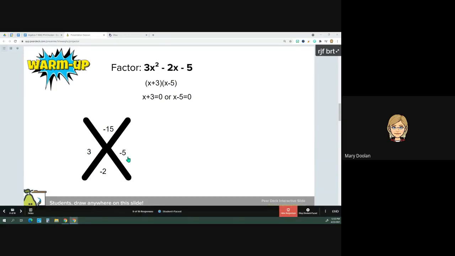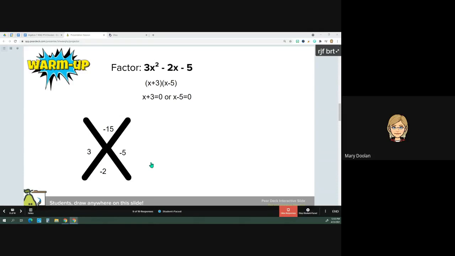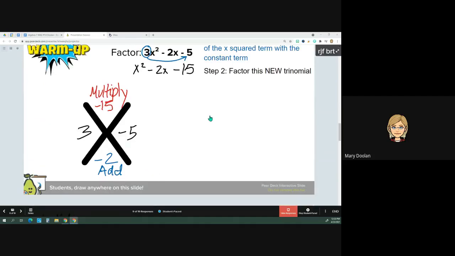3 and -5, does that work? 3 times -5 is -15. 3 plus -5 is -2. So that is the correct pair of numbers that complete our magic X. And we can use those now to factor this trinomial into x plus 3 times x minus 5.